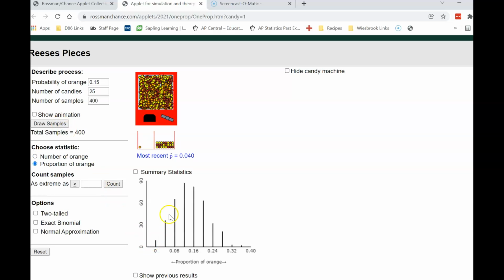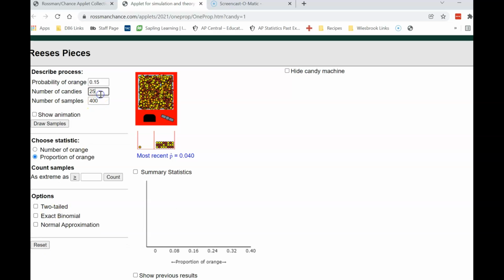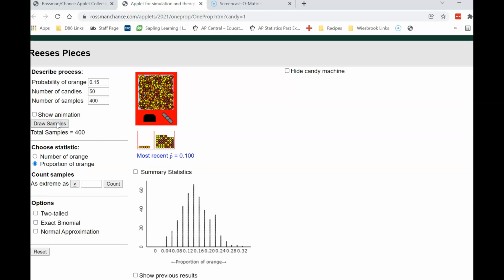All right, in here, there might be just a slight skew right on that. It varies from 0 to about 0.36. So what happens then if I change this and I do a sample size of 50? So now each dot represents the proportion of orange candies out of 50. All right, it's a little more normal. There's still some slight skew up there. And it varies from 0.04 up to about 0.32. So it's maybe a little bit less.